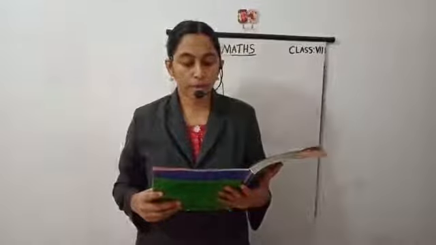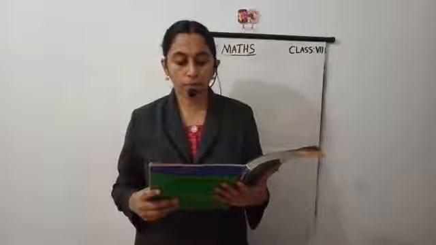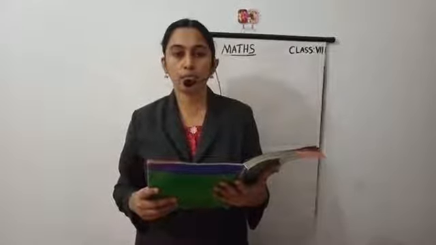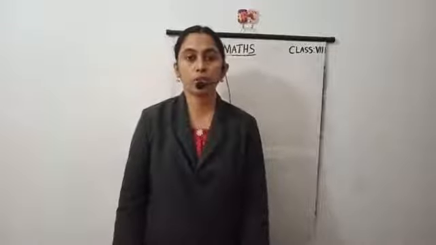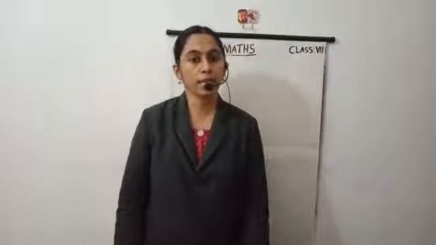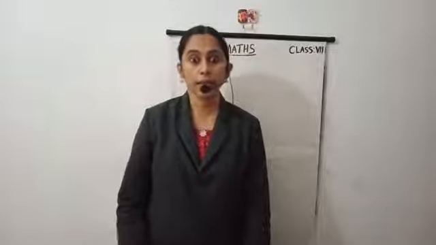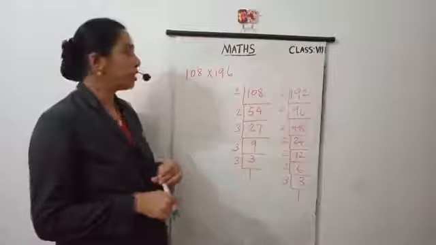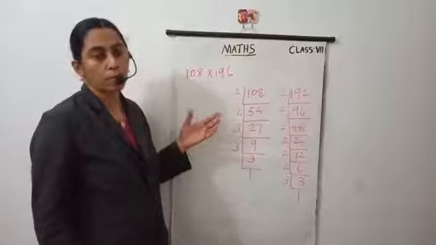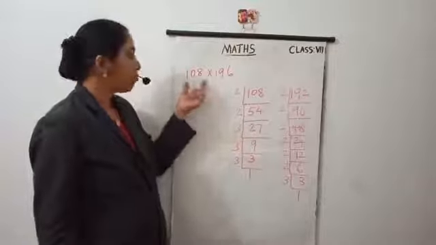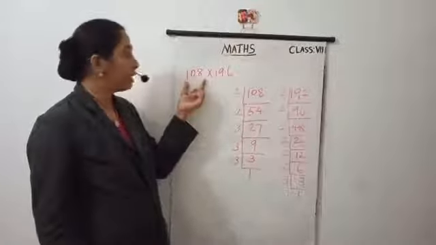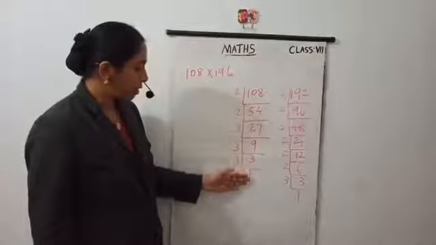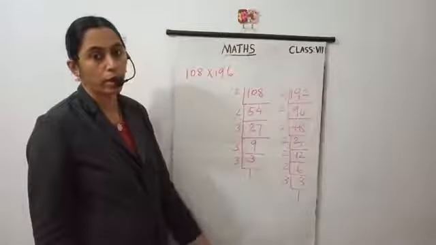Now question 4. Express each of the following as a product of prime factors only in exponential form. This type of question we already did in the previous exercise 13.1, I think. Okay. So express this product in exponential form. First prime factorize 108 and 196. Both, you know how to prime factorize.